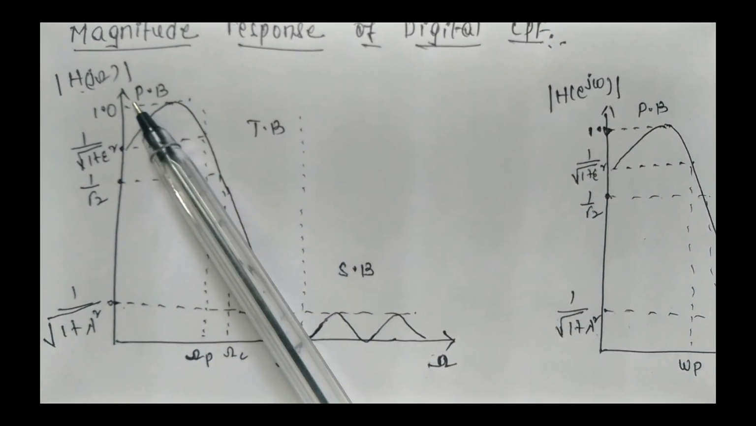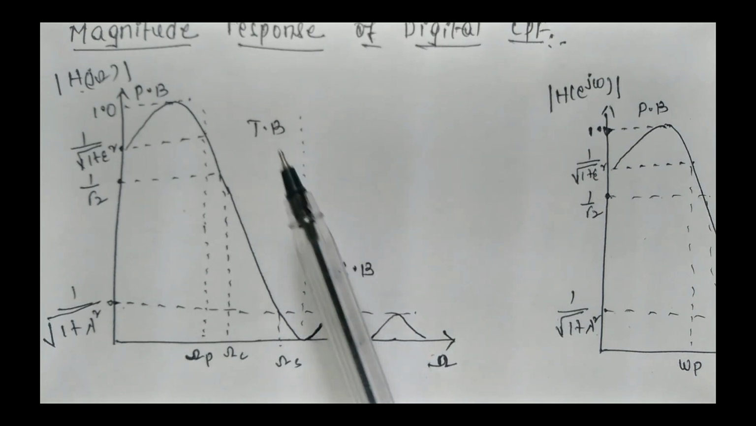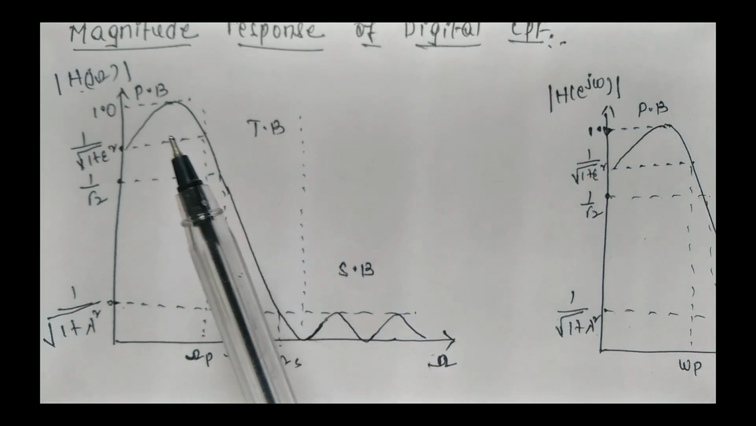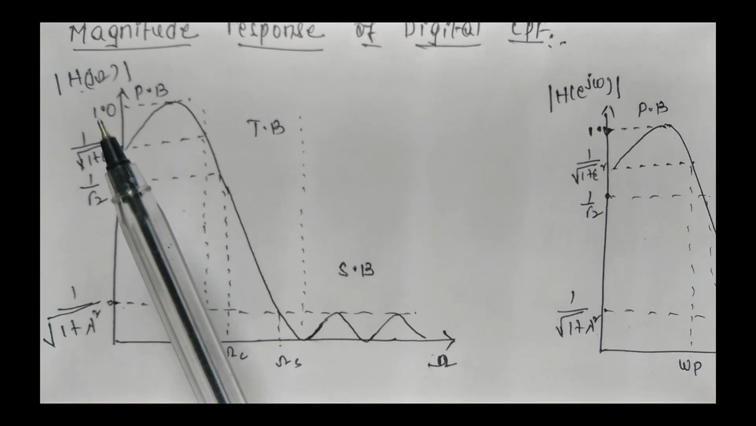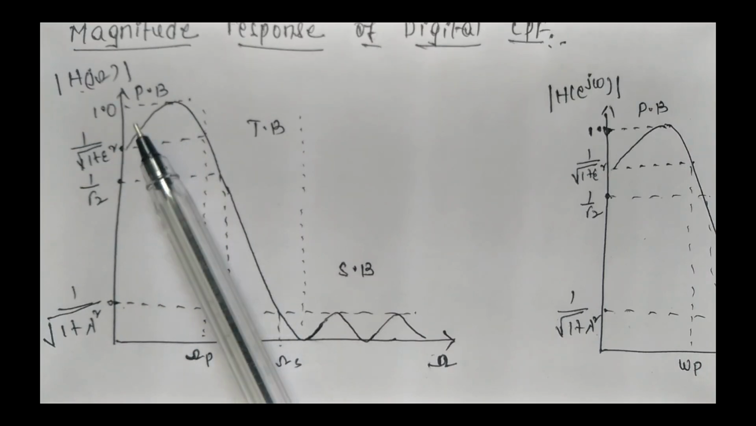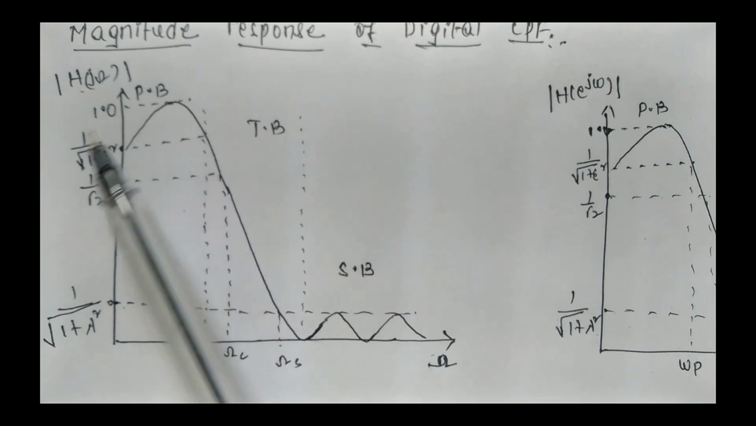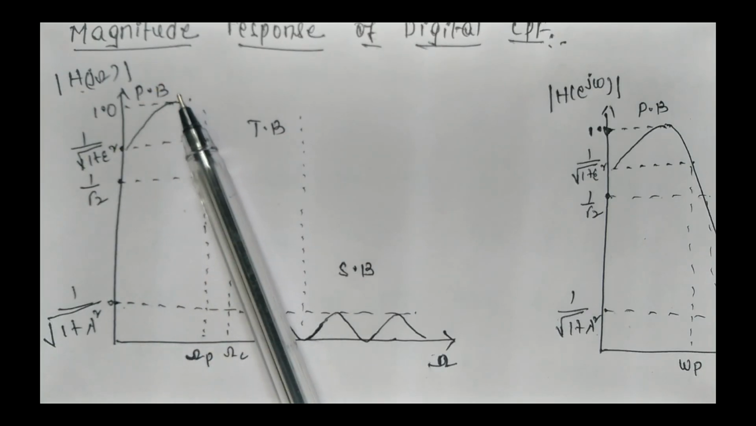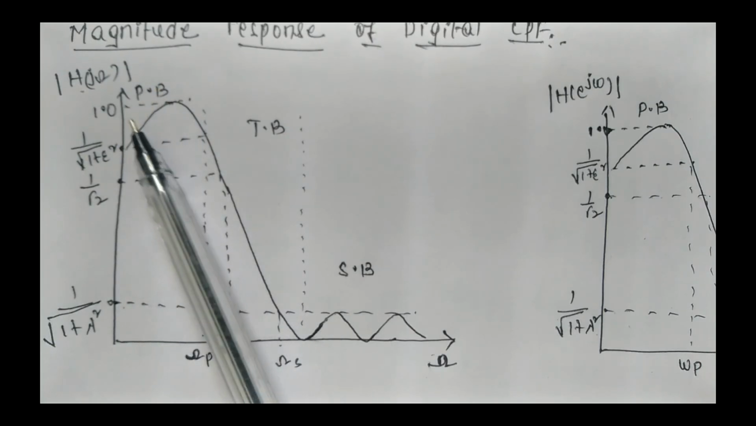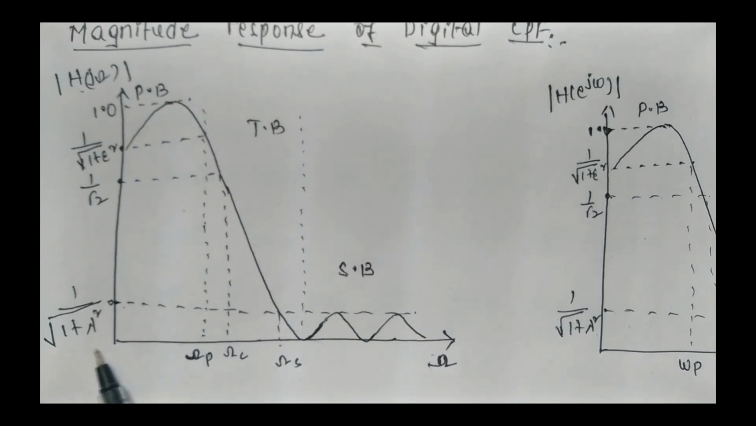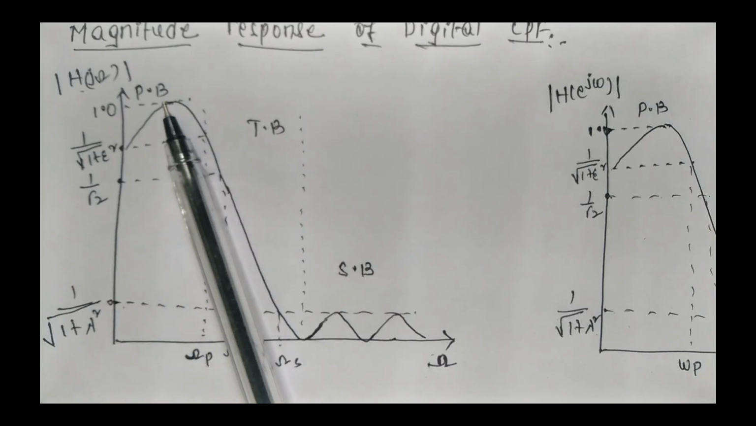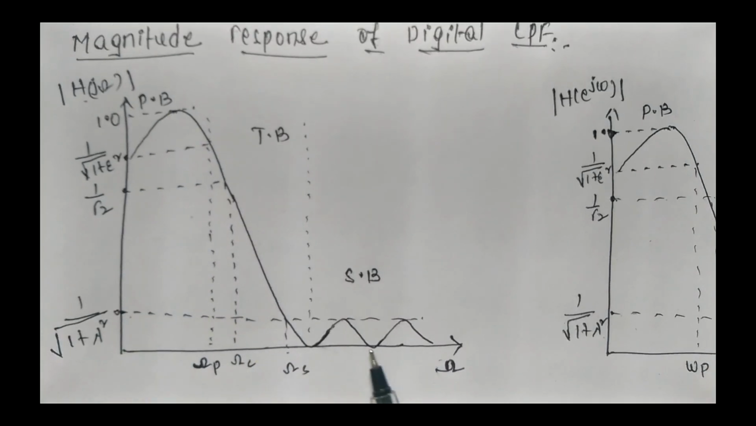If you want to understand the design of filters in a better way, you have to know how to read the magnitude response. See here, how can I say it is a low pass filter? The response, you are calling it a magnitude response, right? So the response is maximum at what? Low frequency. At the low frequencies the response is maximum. As you increase the frequencies, the response is going to decrease, right?